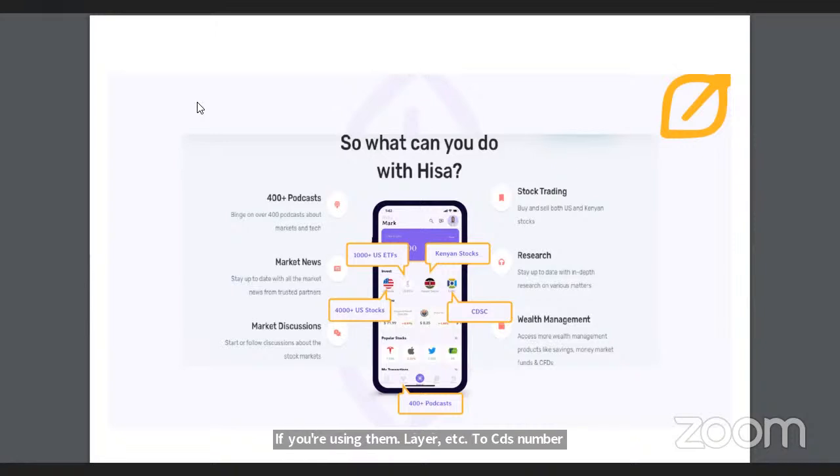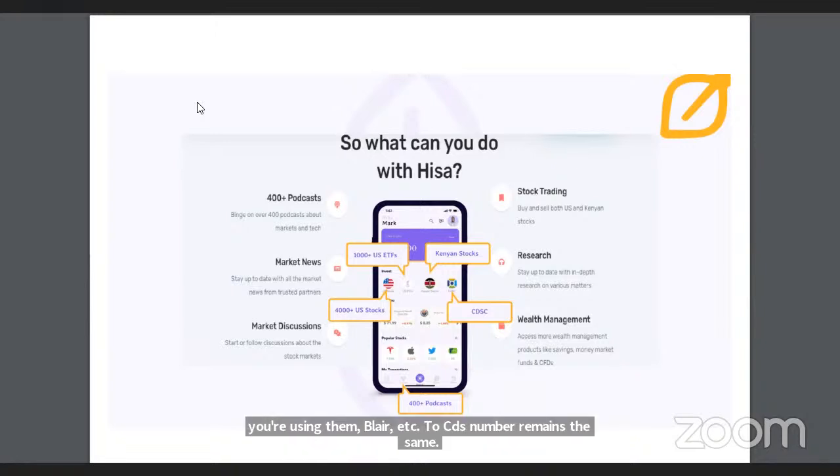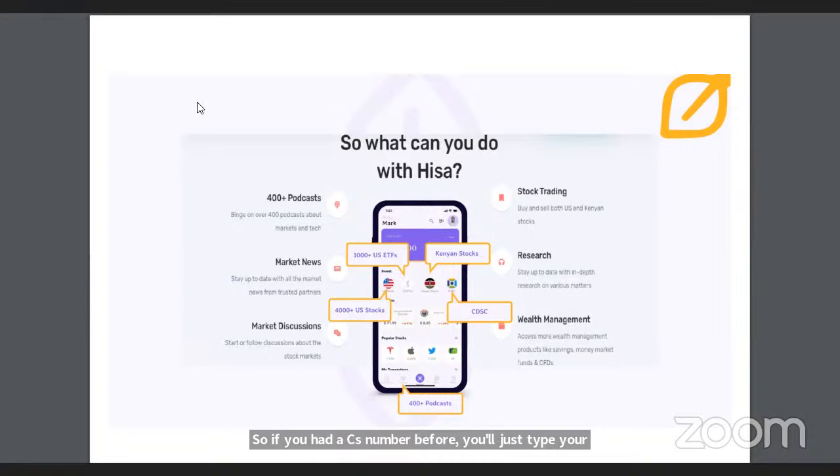So if you had a CDS number before, you'll just type your CDS number there. I hope everyone has clicked CDSC. So you'll type your CDS number, and after typing your CDS number, you will click connect account. Okay, that's for someone who had a CDS account before.